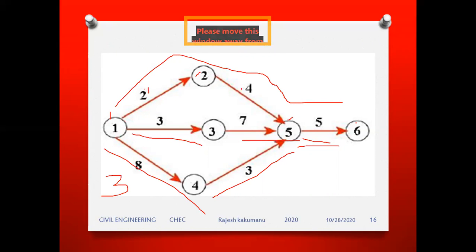2 minutes plus 4 minutes plus 5 minutes, what's the total here? 11 minutes for the first way. Then 1, 3, 5, 6: 3 plus 7 is 10, plus 5 is 15 minutes. The second option is 15 minutes. What is the third option? 8 plus 3 is 11, 11 plus 5 is 16. So a total of 16 minutes from starting to ending. By seeing these 3 options, which one is the least? The 11-minute one is optimized and the least to complete the task.